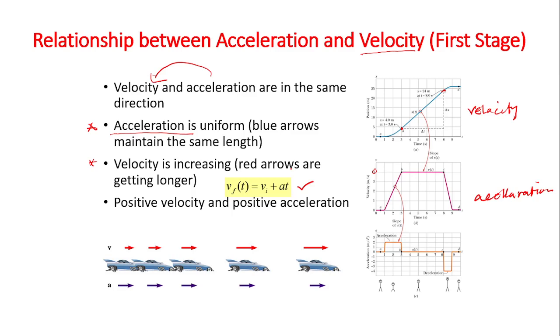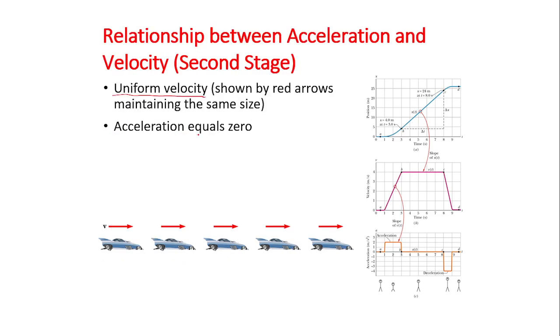The other part I can talk about is the relationship between acceleration and velocity, which is the second stage. In this one, uniform velocity, which is shown by the red arrow, maintains the same size. Then acceleration equals what? 0. I think I've already explained these things. At that particular point, acceleration is equal to 0.